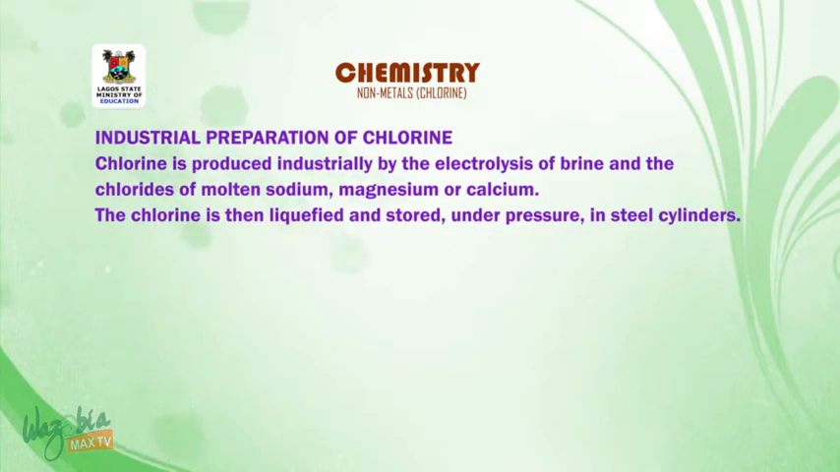Industrial preparation of chlorine. Chlorine is produced industrially by the electrolysis of brine and the chlorides of molten sodium, magnesium, or calcium. The chlorine is then liquefied and stored under pressure in steel cylinders.